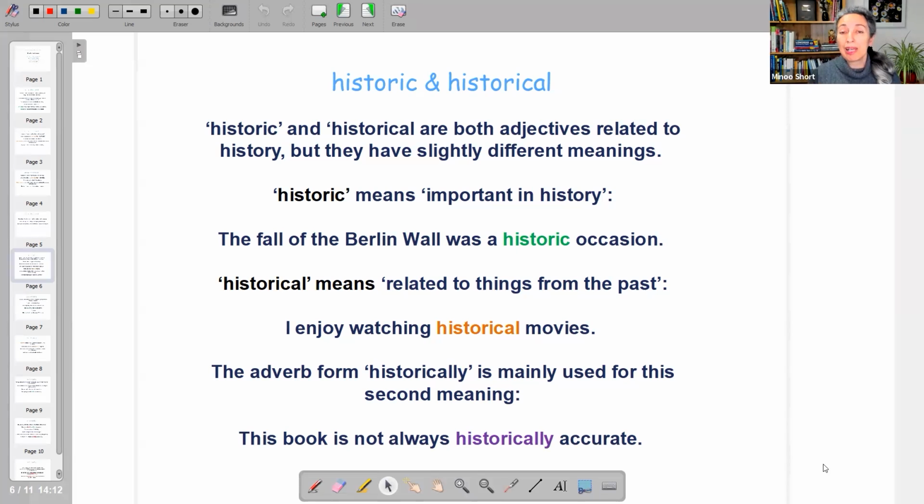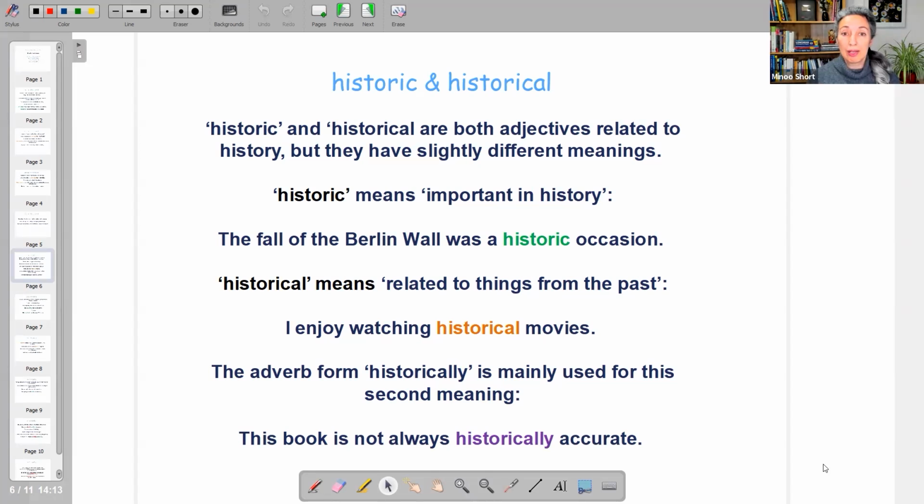Historical just means related to history, related to things from the past. For example, I enjoy watching historical movies. And there's an adverb form, historically, but it's mainly used for the second meaning, related to things in the past. For example, this book is not always historically accurate.